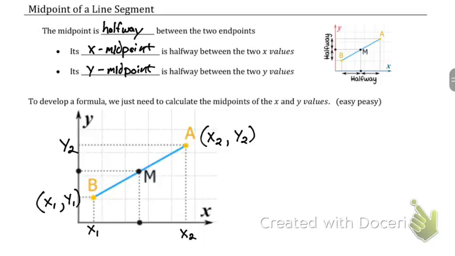Now all I have to do is find the midpoint of my X's to get this point. So to get that middle point between our 2 X's, we just have to do X sub 1 plus X sub 2 divided by 2 gives me that midpoint there. To get my midpoint of my Y values, we just have to do Y sub 1 plus Y sub 2 divided by 2 is going to give me that Y axis.